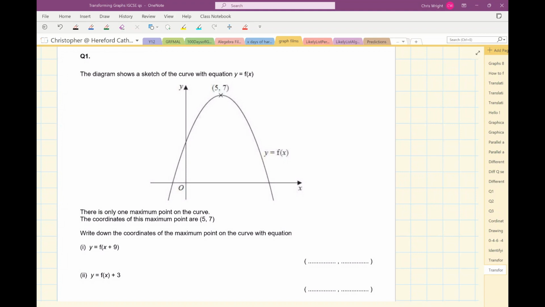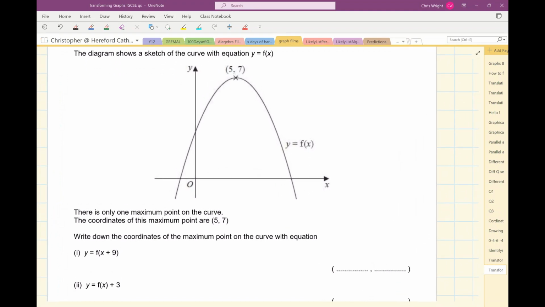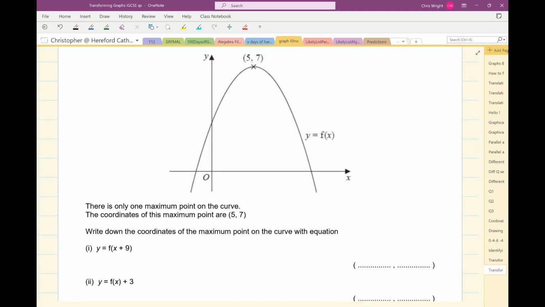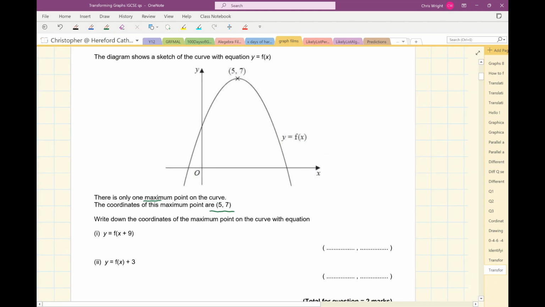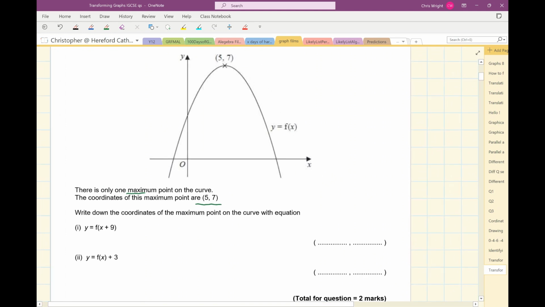Question 1. The diagram shows a sketch of the curve y equals f of x. There is only one maximum point, and the coordinates of this maximum point are 5, 7. Write down the coordinates of the maximum point on the curve with the equation.